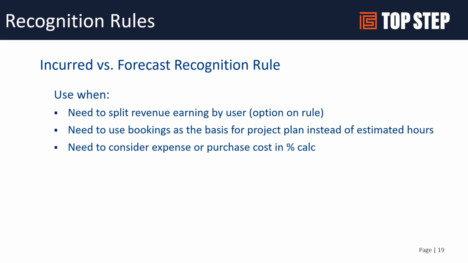The other thing we see for this rule is the ability to use bookings. If your organization is focused on resource management and bookings as the basis for your project plan, if you're using bookings to task and you're using that to manage your project plan versus the phase tasks work breakdown structure, then the only way to get percent complete calculation is to use this rule. And you can base it on the bookings. And then the other use case, if you do want to use expenses or third-party costs as part of the percent calculation, is another factor to consider.